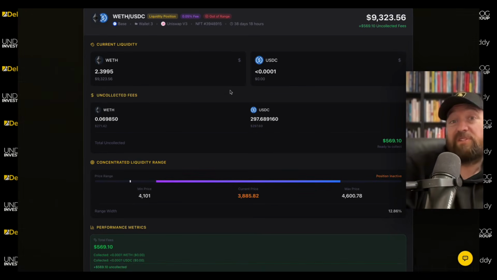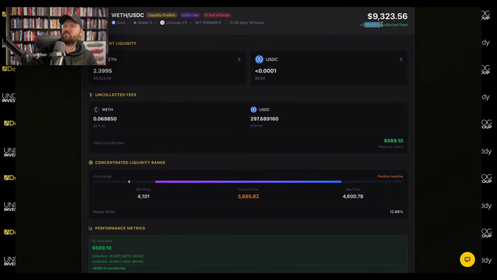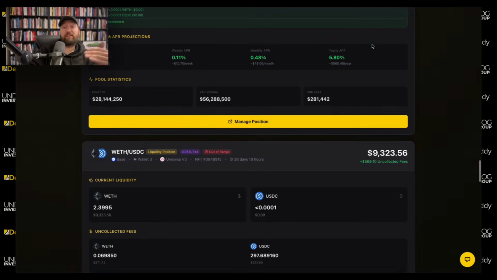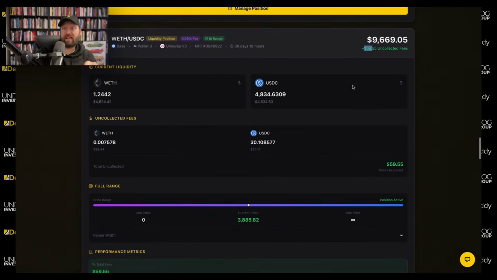We can also look at a position that I've been in for 40 days and recently gone out of range, sitting on $600 of uncollected fees. And here's an example of a full range liquidity pool, been in this for 40 days, have only $60 of collected fees. I'm using this for educational purposes. I've actually been running both of these for the exact same length of time.